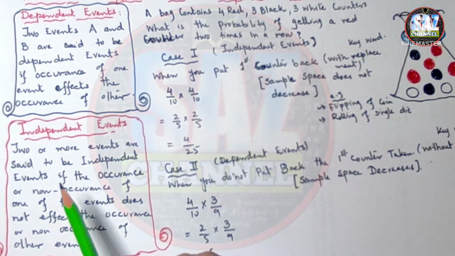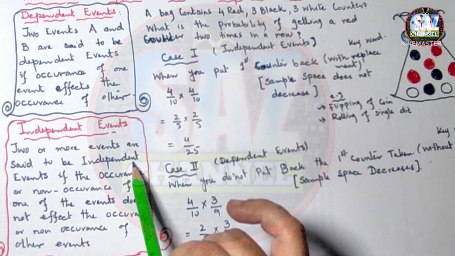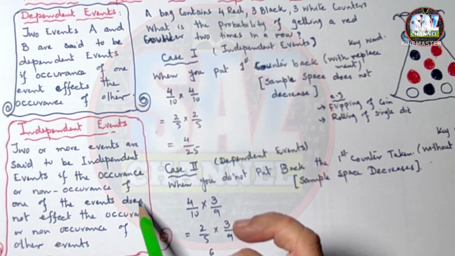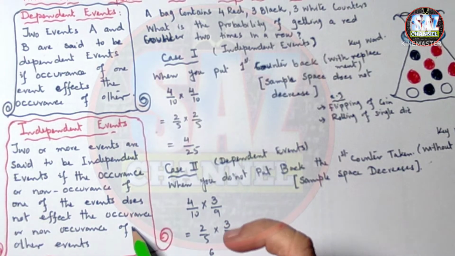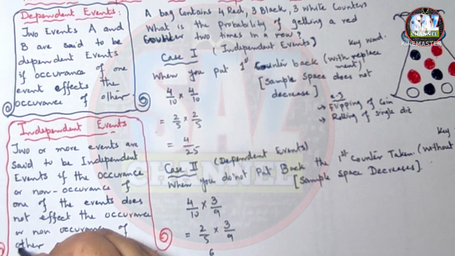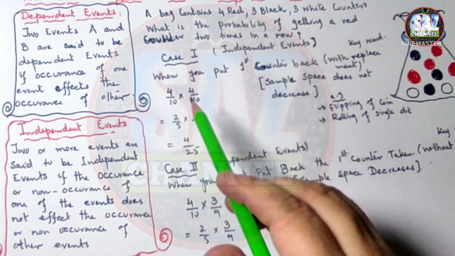And what are independent events? Two or more events are said to be independent events if the occurrence or non-occurrence of one of the events does not affect the occurrence or non-occurrence of the other event. I hope if these 2 points are clear, then you can easily identify whether this is a situation of dependent events or independent events. Let's try to understand the idea of dependent and independent events with the help of an example.